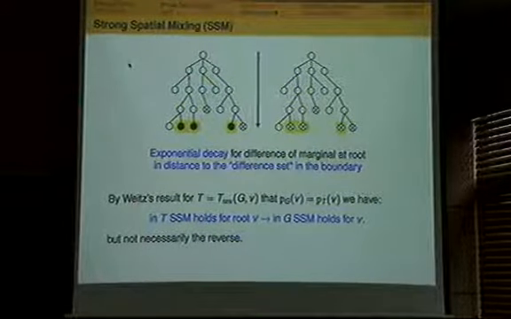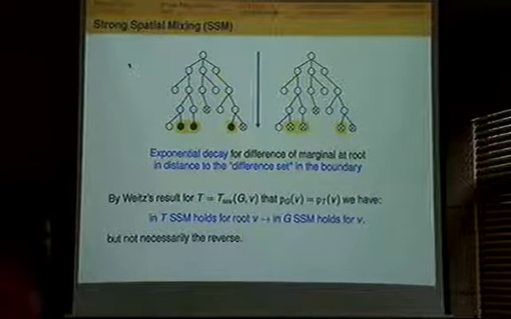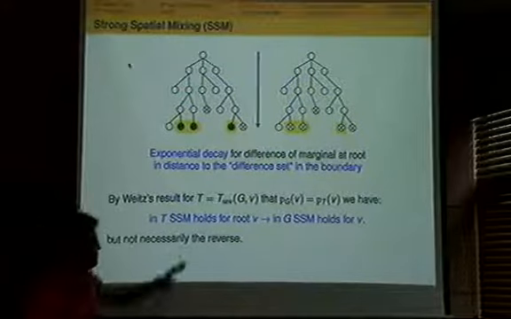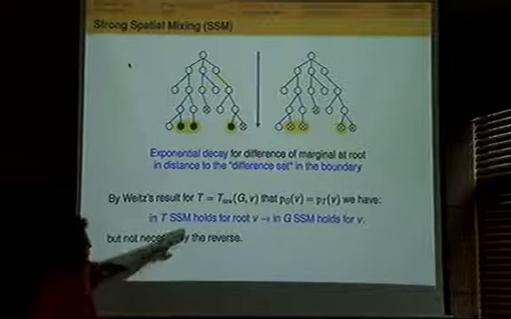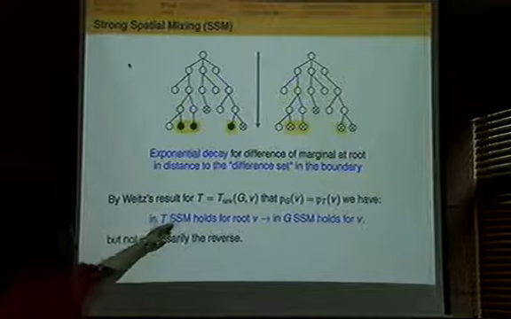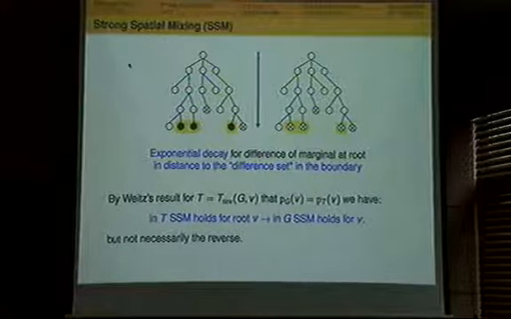And then, anyway, what Weitz is going to show is that this strong mixing holds on trees. And then that's going to allow them to give an algorithm to compute the marginal at the root of the trees. Okay?